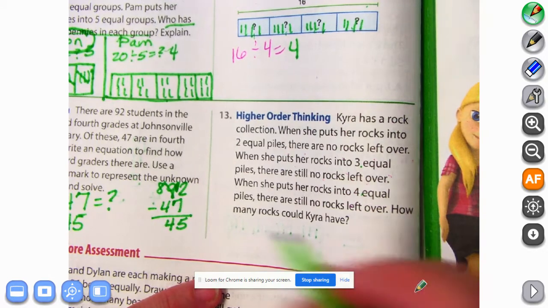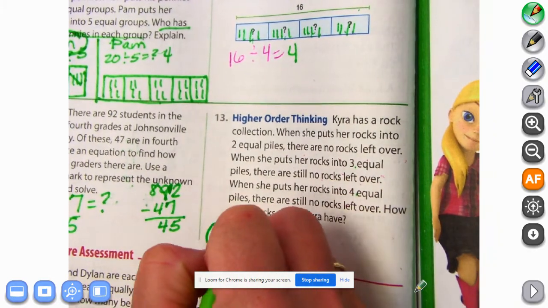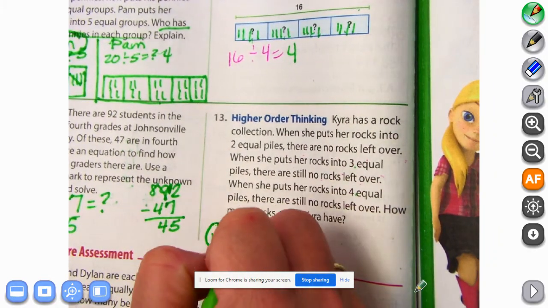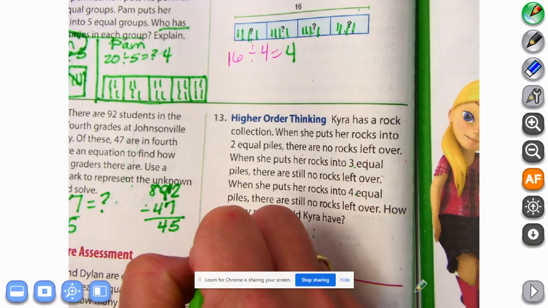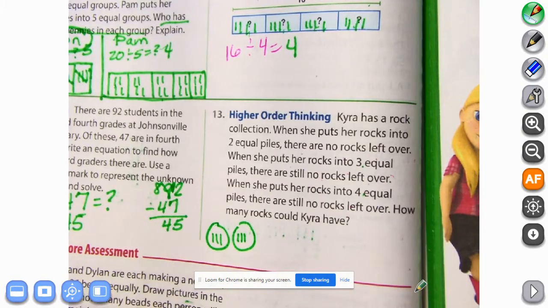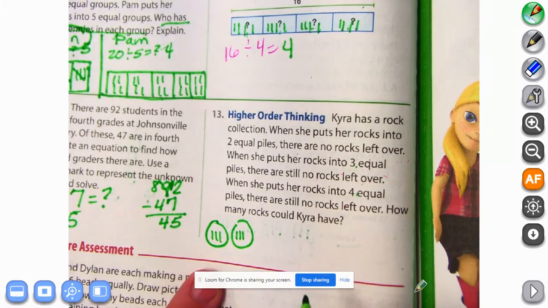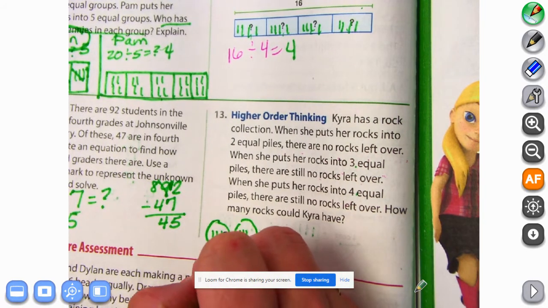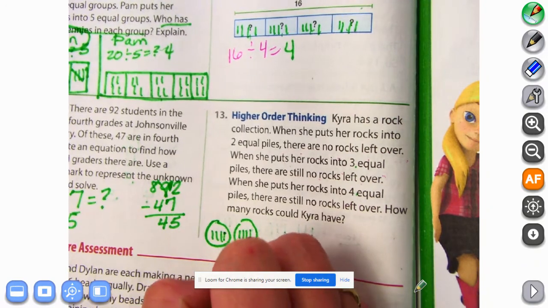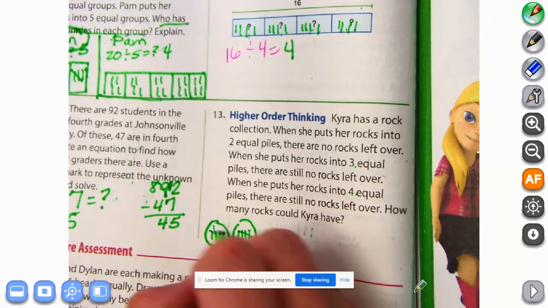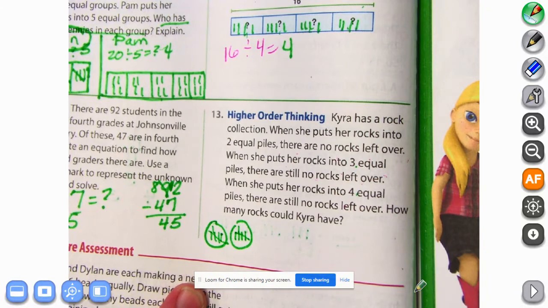So let's try, so we've got 2 piles. Let's do 1, 2, 3, 4, 5, 6. Okay, if you do 2 piles of 3, you get 6. What if we keep going? 7, 8, 9, 10, 11, 12. Well, that still works. Okay, let's try with 3.